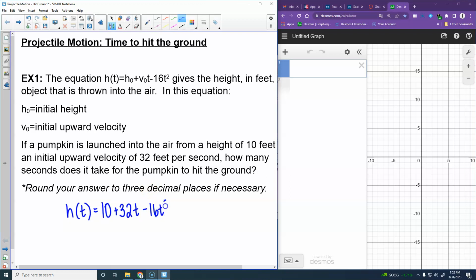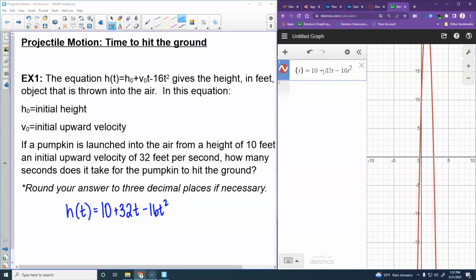Good. So if we want to find this, we're just going to have to type it into Desmos over here. So h of t is going to equal 10 plus 32t minus 16t squared.